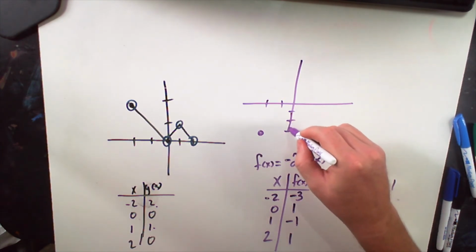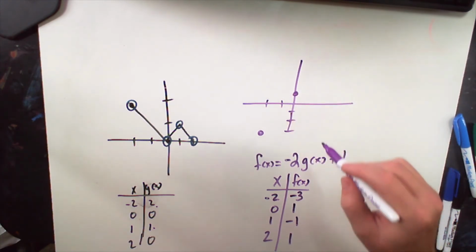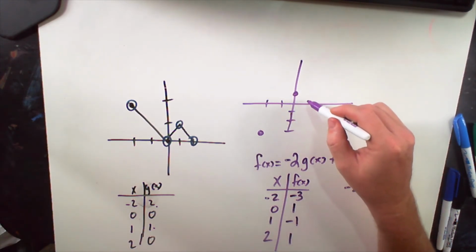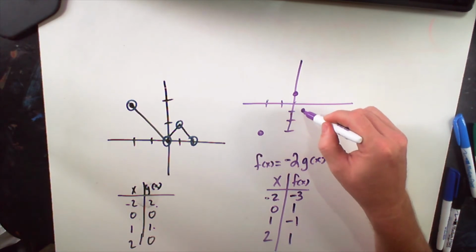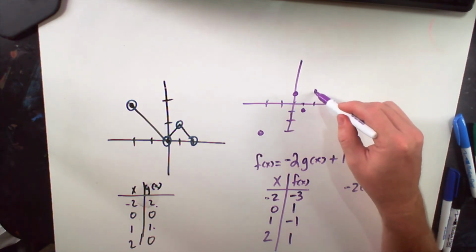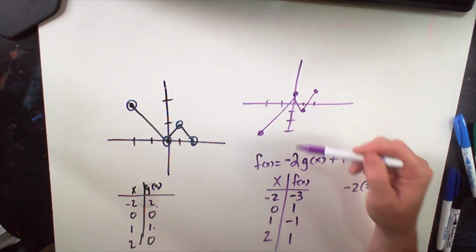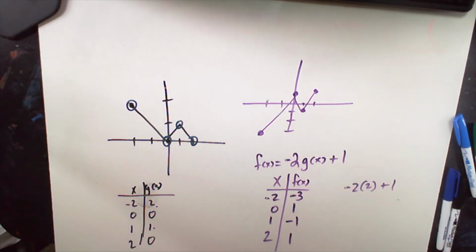Negative 3, 0, 1, 1, negative 1, and 2, 1. Notice this thing has been stretched and flipped over and shifted up. So it had a whole lot going on in that one.